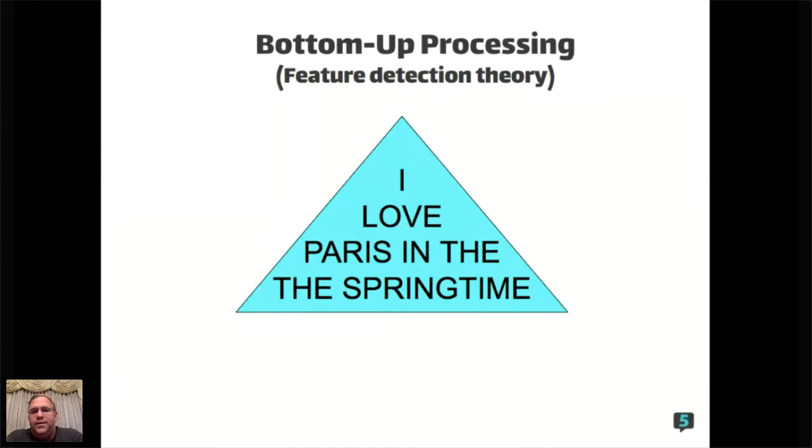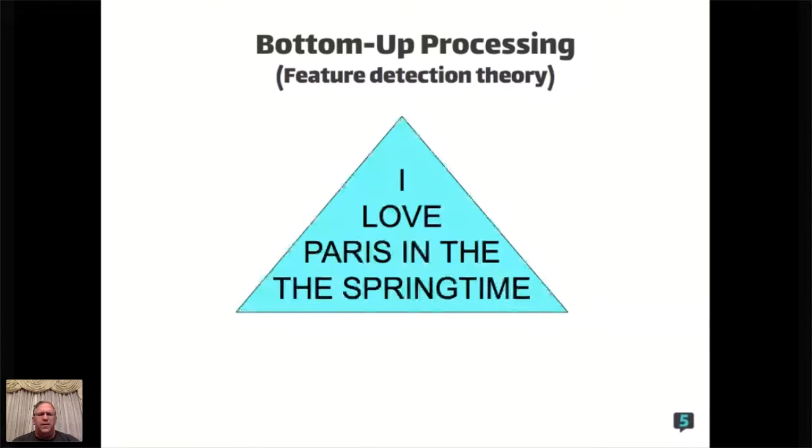If I say read the sentence, okay, often people, if they're not careful, will say, I love Paris in the springtime. But when you look at it carefully, you realize that's not what it says. It actually says, I love Paris in the the springtime. The word "the" is repeated, but the way it's set up throws you off. Now, why do I call this bottom-up processing? If I said to you, what's the problem with this sentence, besides the fact it's put into a triangle? I mean, forget that for a moment. What's the problem with this particular sentence?